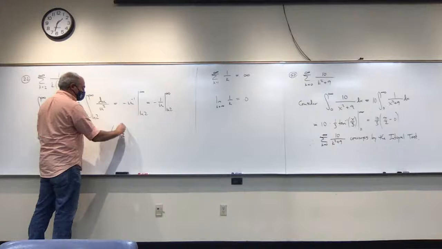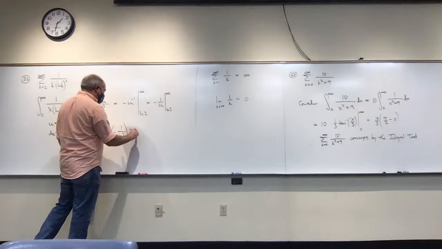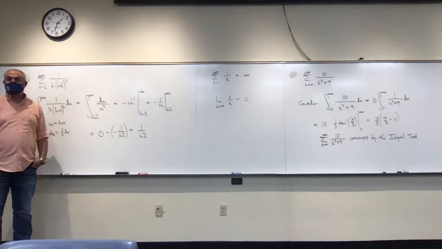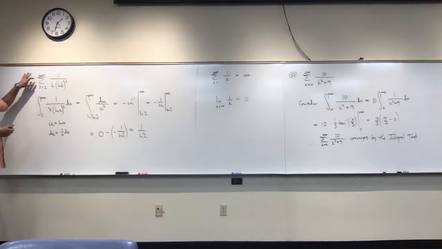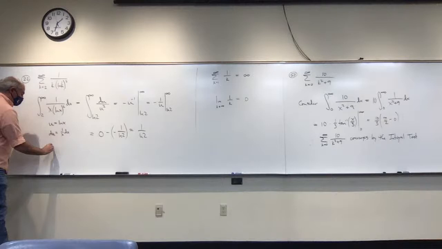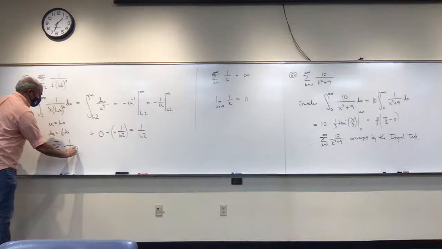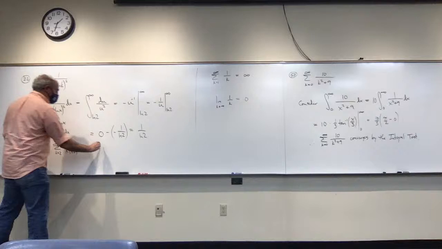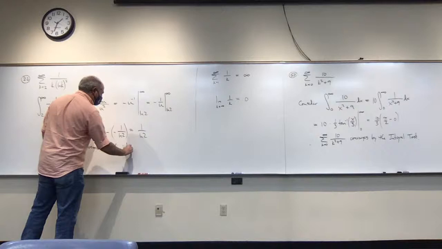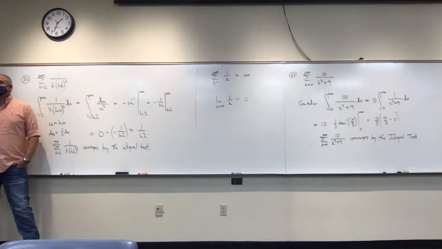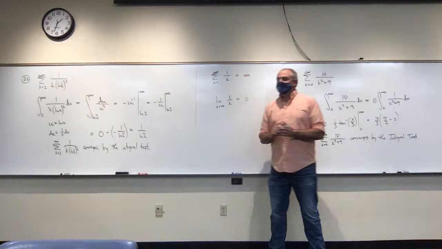Correct? And at the end of the day, all that I care about here is this is just some number, which means it converges. So the integral converges, and thus the infinite series converges. So I can say, therefore, the sum k going from 2 to infinity of 1 over k times ln k squared converges by the integral test. Sound good? Yeah. Okay. Well, I don't want to spoil all of these problems.